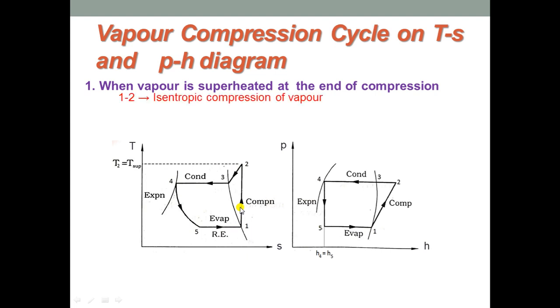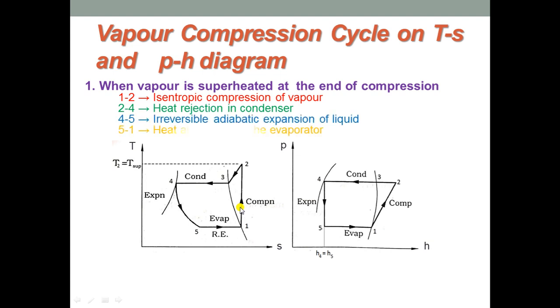So, we can identify the names of different processes. From point 1 to 2, it is an isentropic compression process. Point 2 to 4 is heat rejection in the condenser, and point 4 to 5 is an irreversible adiabatic expansion of liquid, and point 5 to 1 is heat absorption in the evaporator.